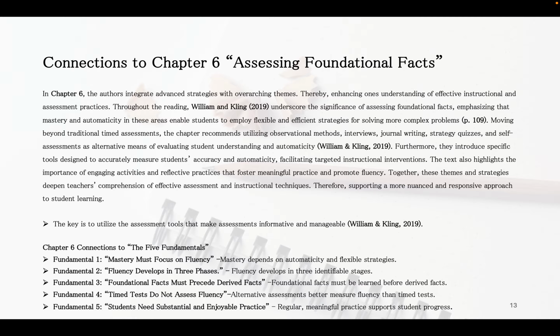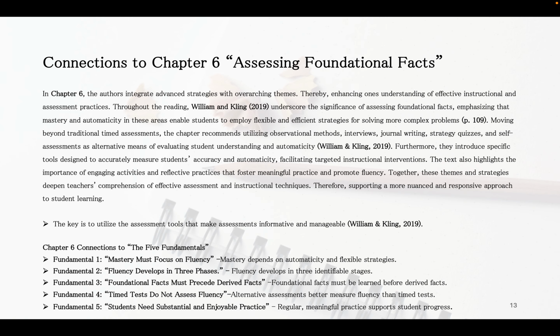Moving beyond traditional timed assessments, the chapter really recommends utilizing observational methods, interviews, journal writing, strategy quizzes, and self-assessments as an alternative means of evaluating student understanding and automaticity. Furthermore, they also introduce specific tools designed to accurately measure students' accuracy and their automaticity, facilitating targeted instructional interventions. The text also highlights the importance of engaging activities and reflective practices that foster meaningful practice and promote fluency.